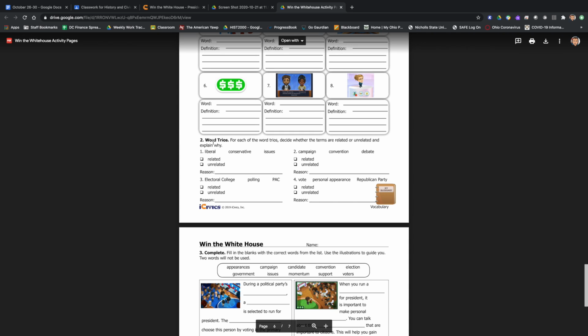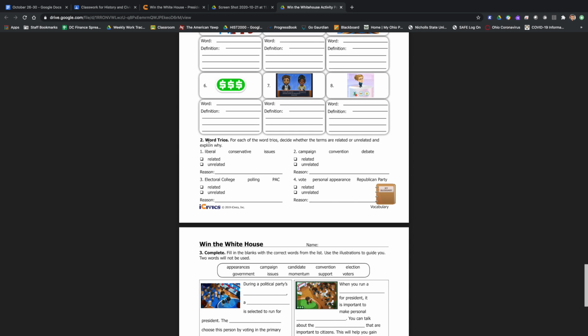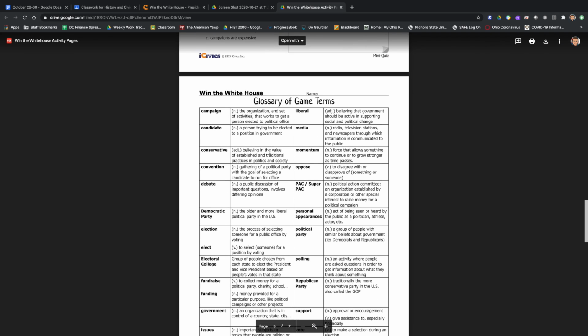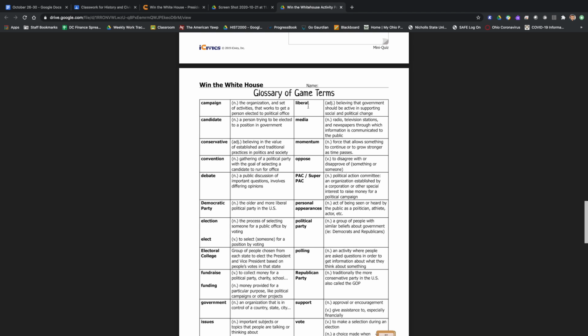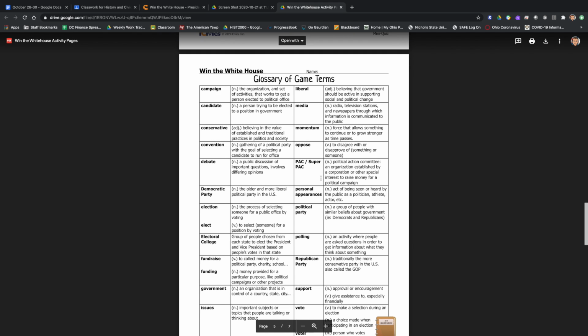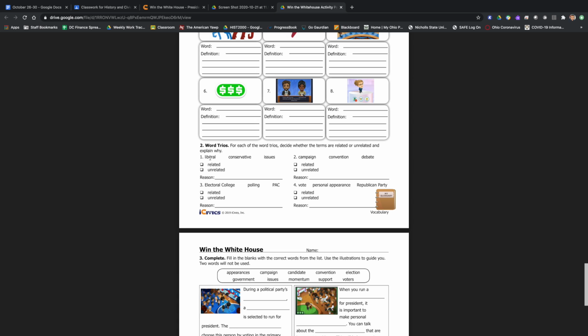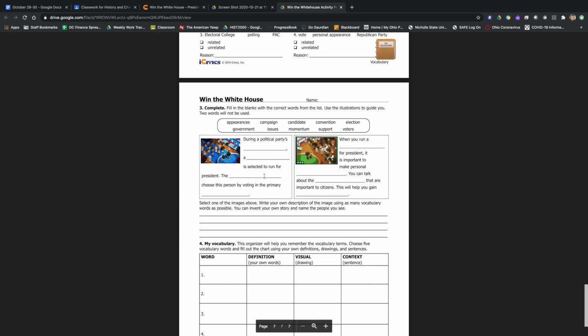Next, word trios. For each of the word trios, trio meaning three, decide whether the terms are related or unrelated and explain why. So, for instance, number one, liberal, conservative, issues. Now, these are all in your glossary of terms. Liberal, conservative, issues. So, what you're going to do is you're going to decide, once you look back through those terms, are those terms related to each other? Do they have something to do with each other? Or are they unrelated? And then just 3 or 4 words. Why did you decide they were related or unrelated?